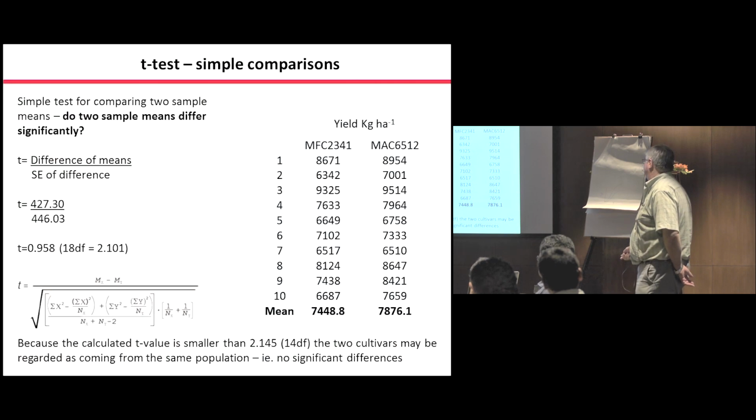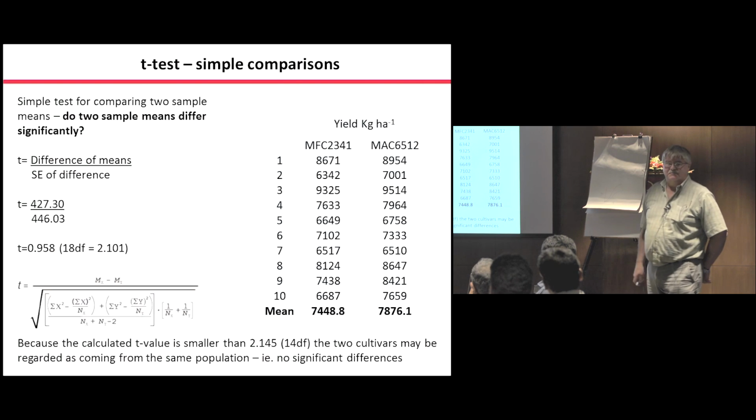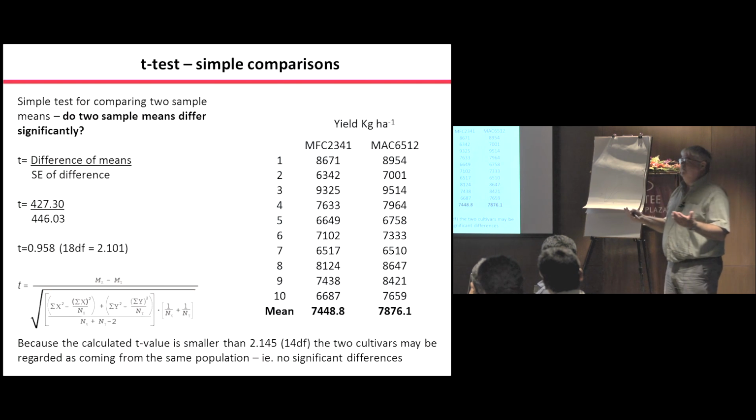For 18 degrees of freedom, it doesn't matter. It's still smaller than 2.101. So the two cultivars may be regarded as coming from the same population. In other words, there is no difference between that one and that one. It's a simple use of the t-value.